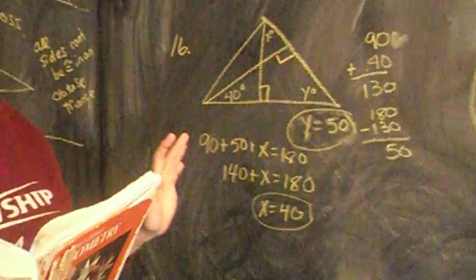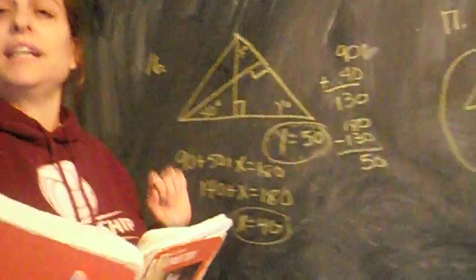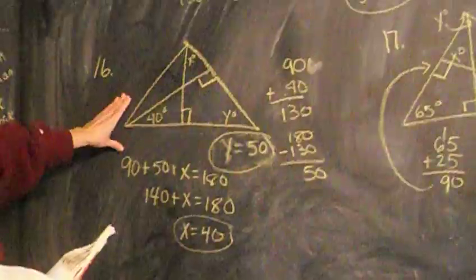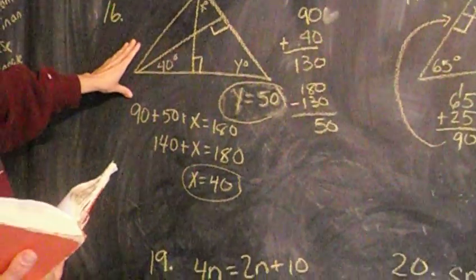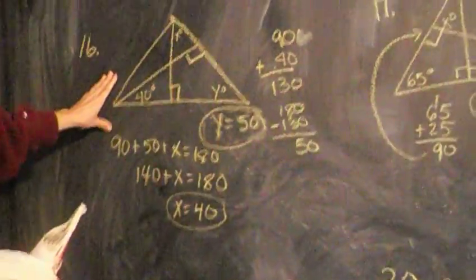Number 16 is over here. We're almost done, guys. I'm going to go through 22, and I'm going to stop this video, and then I'll put another video up later. I didn't have enough blackboard space. So number 16. What about all the way over there? Yeah, there were too many problems, so I didn't have enough space.